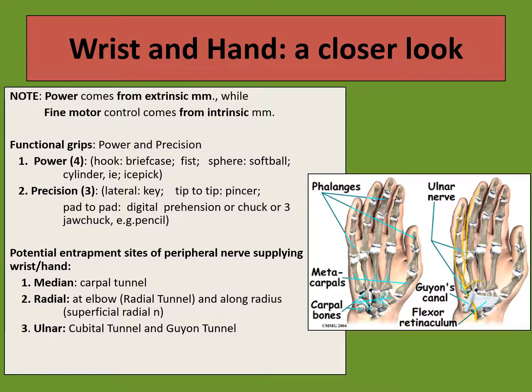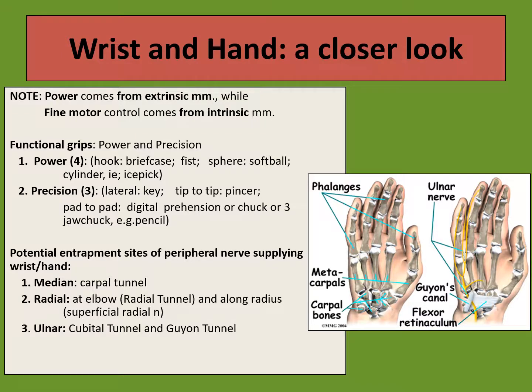Here's a reminder at the top that the power, or the gross motor function, comes from the extrinsic muscles, so that would be the wrist flexors and extensors that attach to the medial and lateral epicondyle, and the fine motor control comes more from the intrinsic muscles within the hand.